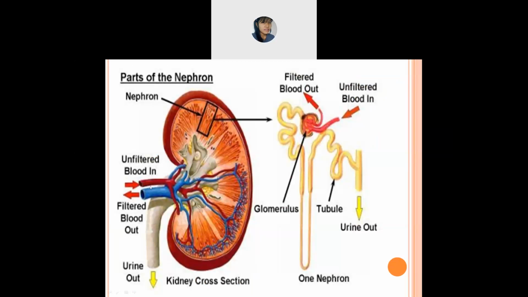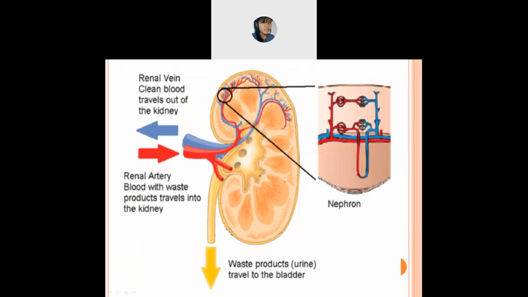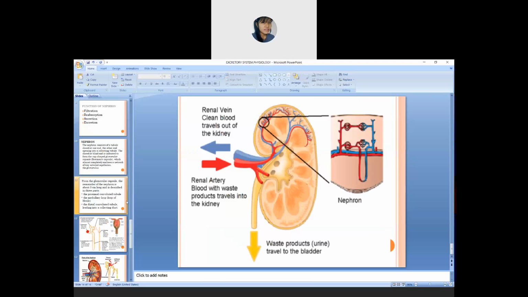Here is all the unfiltered blood, and there is the efferent arteriole. It will go and move towards the filtered blood. It is the efferent arteriole, and here is a nephron, in between the cortex and the medulla, and after that it will go to the renal pelvis. This is your renal pelvis. Then afterwards, the urine will come out. In this way, urine formation occurs.